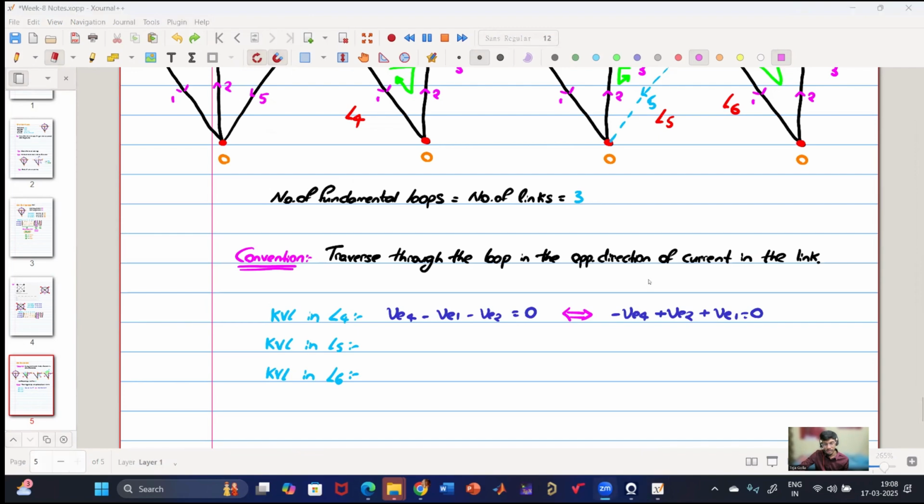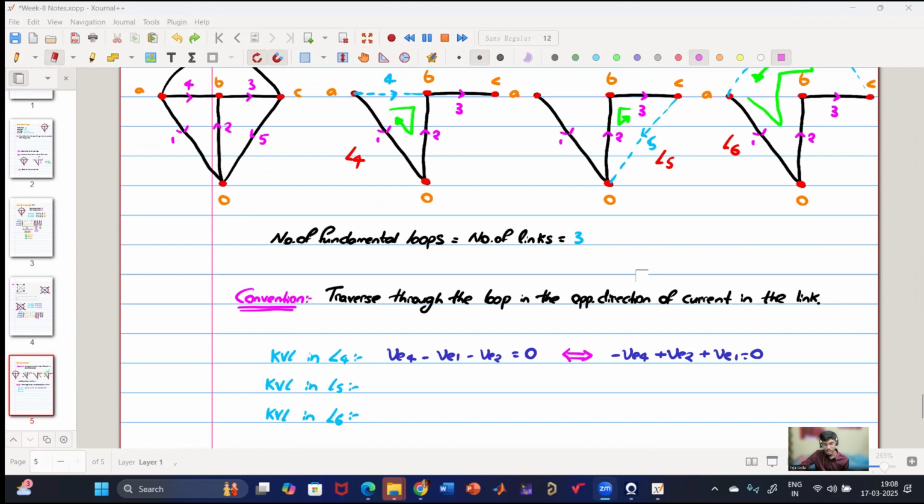So no need to consider the current direction. Only we have to consider the polarity, right, sir? Yes, yes. Both are basically dependent, but if you are comfortable with the voltage polarity, then you can consider that. But we are basically traversing in the opposite direction of the current in the link always. Is it clear or is still some confusion there? Clear, sir. What about others?